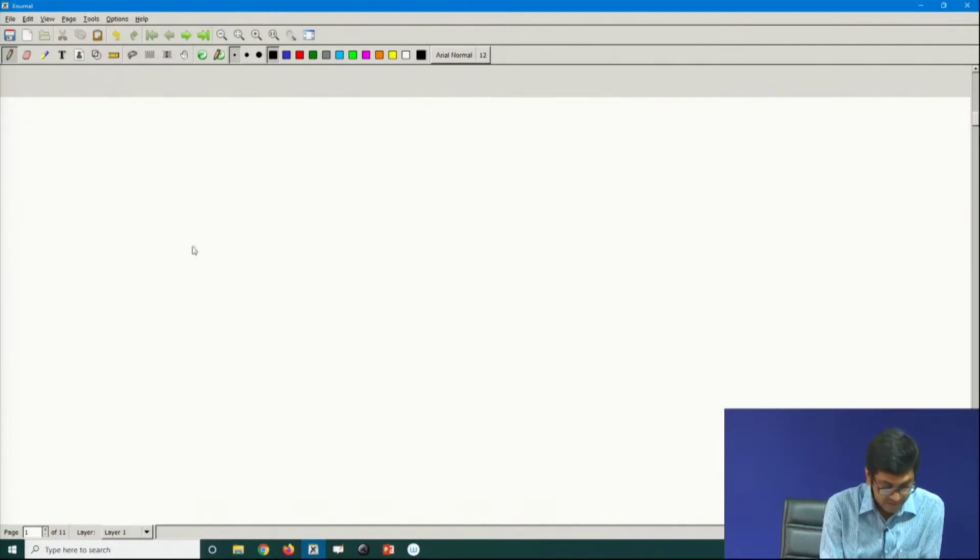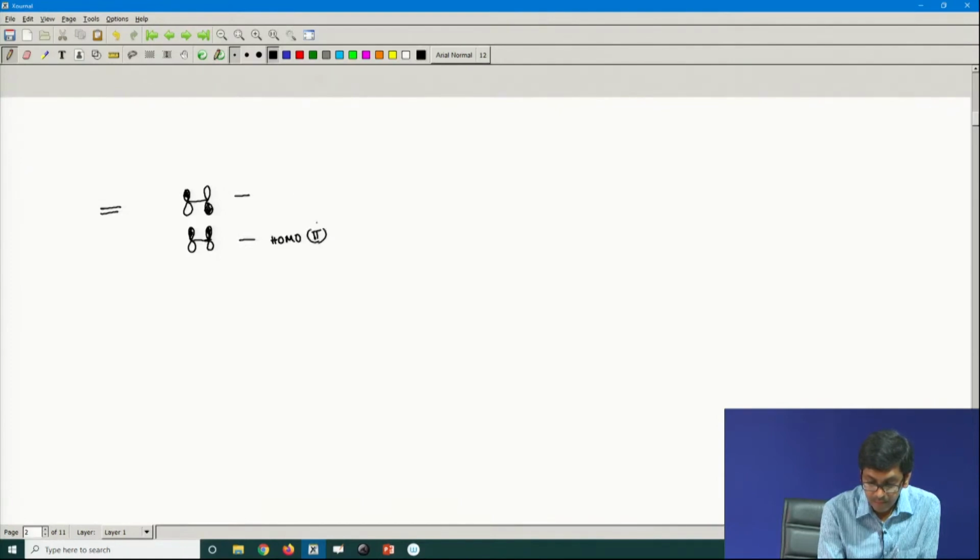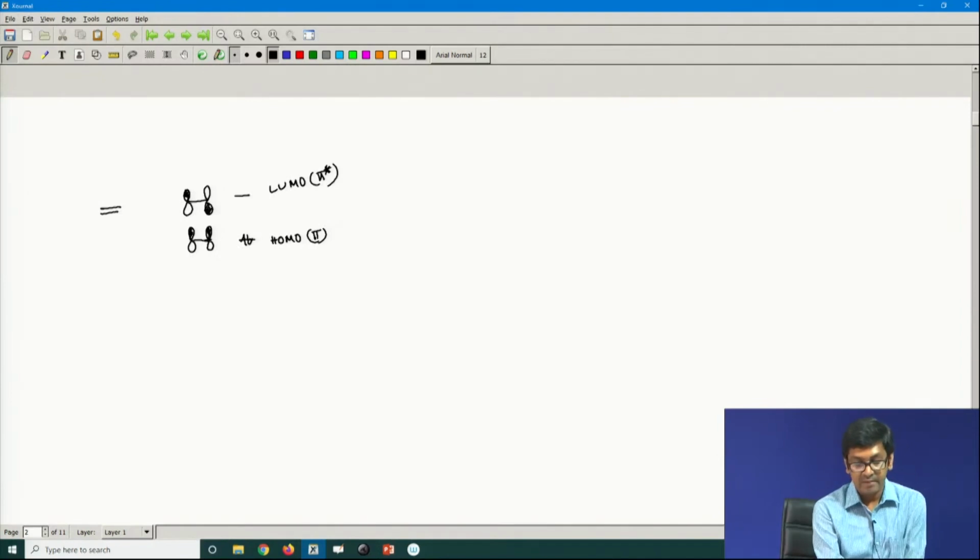If we see the MO of this alkene, this is the double bond, and if we draw its MO, this is the corresponding HOMO and this is the LUMO, because these 2 electrons are in this orbital, the highest occupied molecular orbital, and this one is the LUMO, lowest unoccupied molecular orbital. Fine.